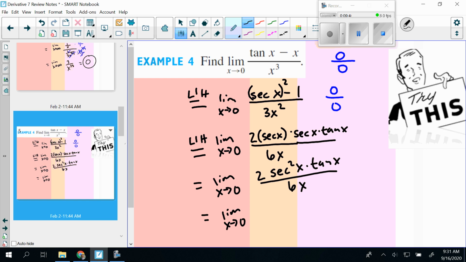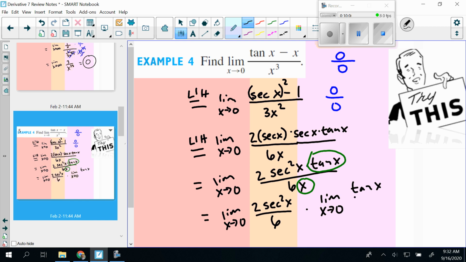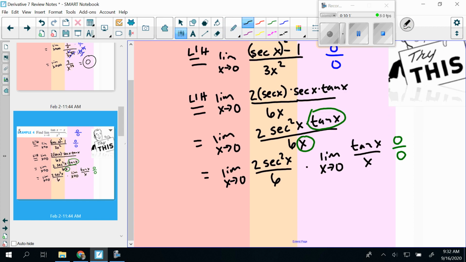So the part in this that's giving us the 0 part is on top. The tangent was 0, and on bottom is the x. So let's separate that out and split this into 2. So 2 secant squared x over 6, that stuff we can take out as one limit, times the limit as x goes to 0 of just tangent x over x. This is the part right here that's giving us that indeterminate form of 0 over 0. So now let's apply L'Hopital's again here.